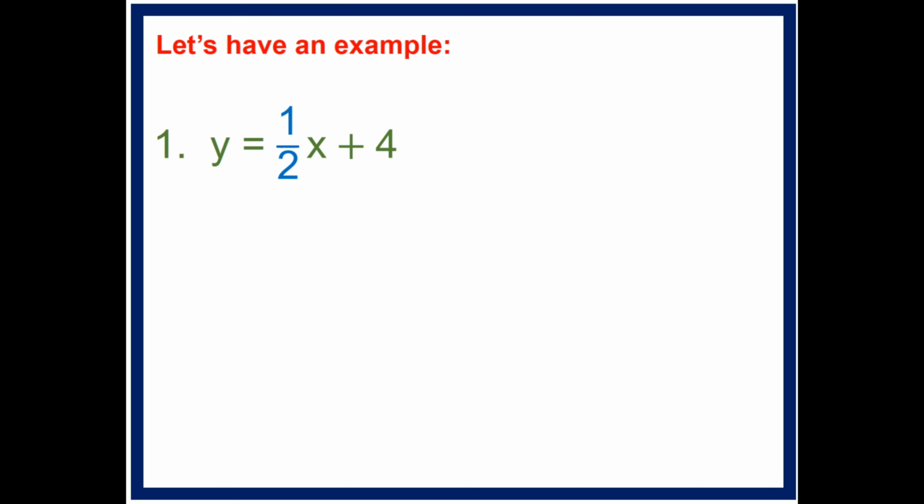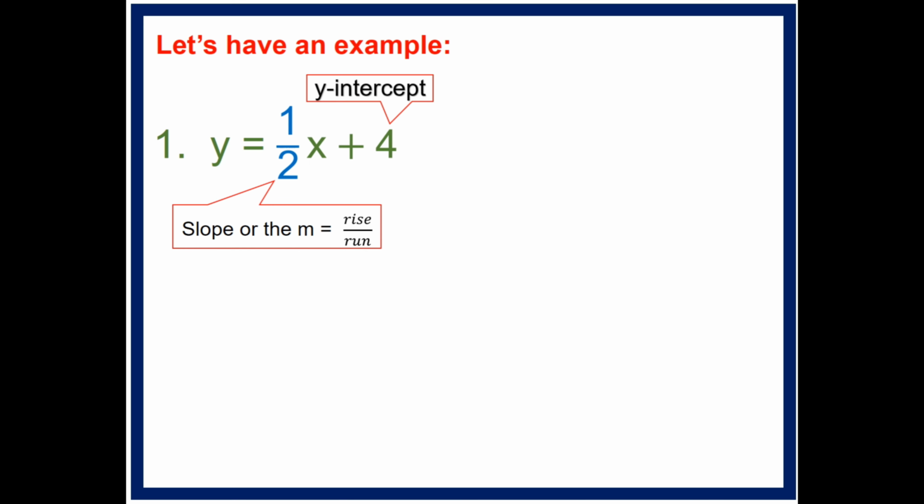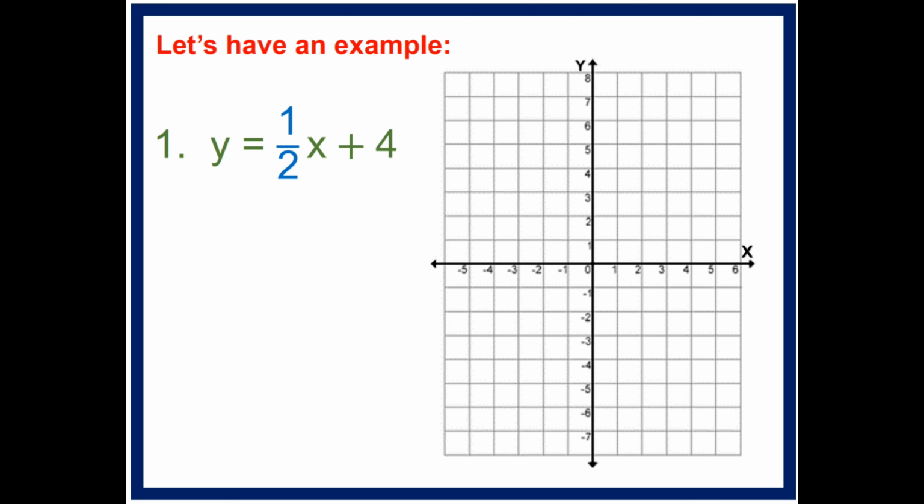y equals 1/2 x plus 4. How are we going to graph this? Always remember, the 4 here is our y-intercept and the 1/2 is our slope, or the m equals rise over run. Let's use this graph. How to graph this?